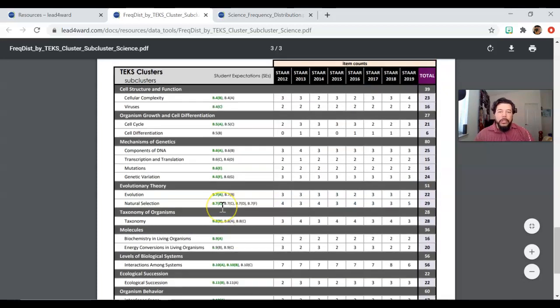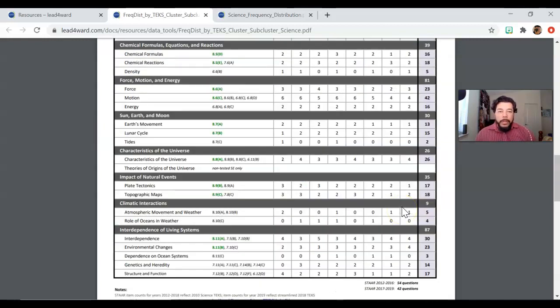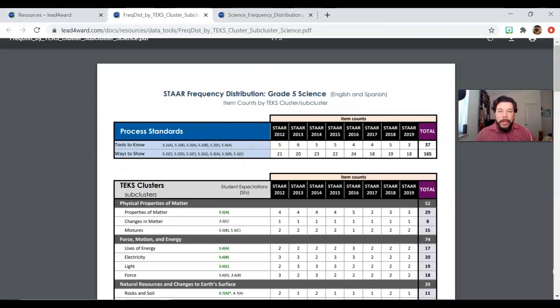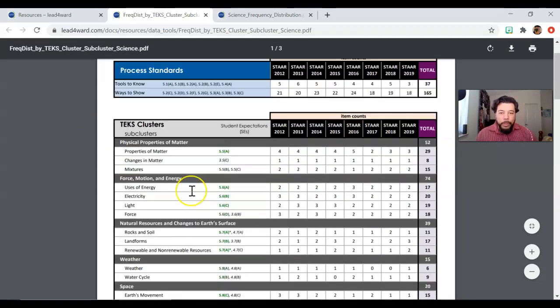So just looking at the way this is set up and based on the YAG that we've composed, this would be a good way to determine what your focus of attention should be as we're planning for the first marking period. Again, Lead4ward has the answers, so go ahead and check this out, and hopefully this puts you on a better path.